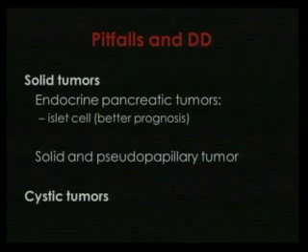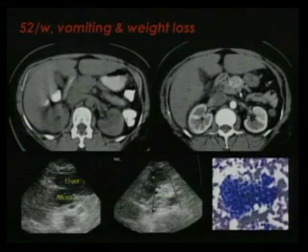Let's see some examples of other solid tumors, like islet cell or solid and pseudopapillary tumors. Look at an islet cell tumor. In the pre-contrast phase, sometimes you cannot identify it, but after contrast, and that's why we need an arterial or pancreatic phase, 35 seconds, you can identify this hypervascular mass. Probably if you go to the venous phase, this lesion washes out and it's difficult to identify.